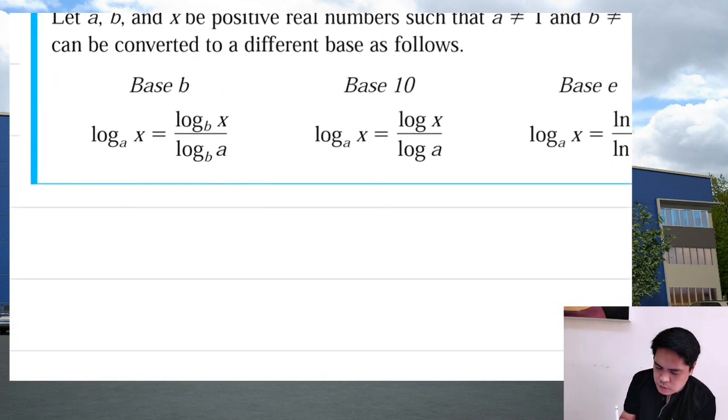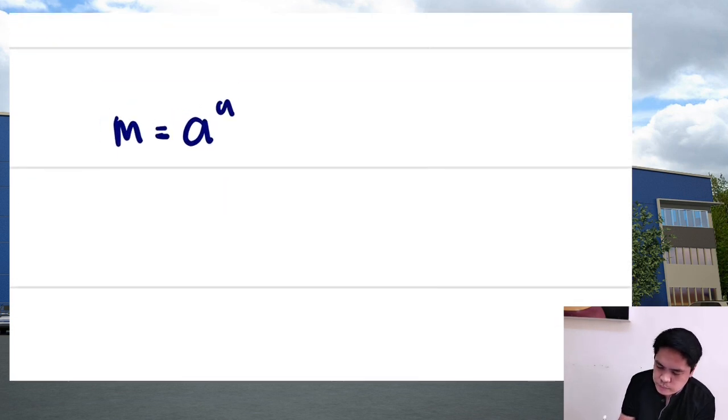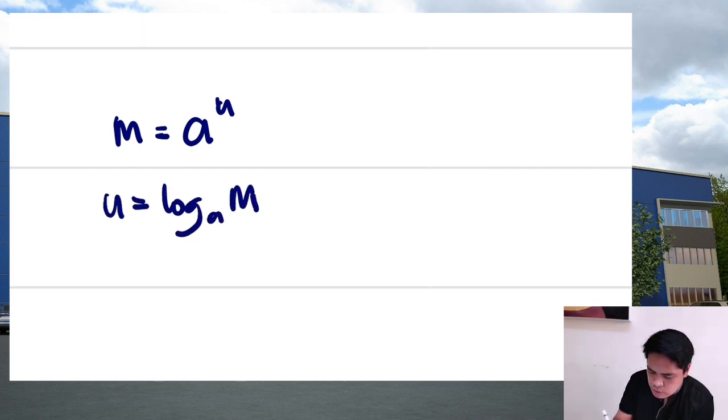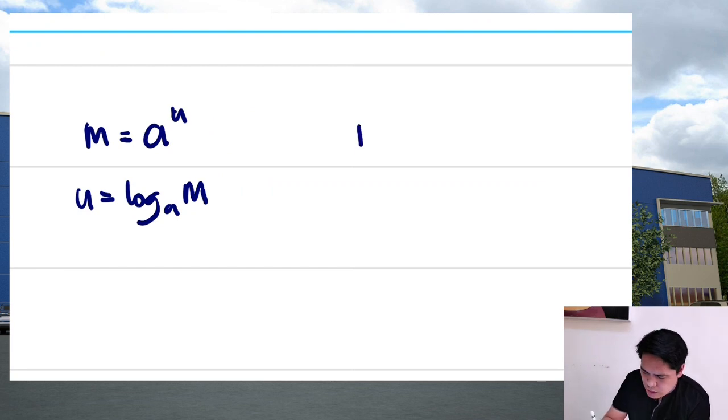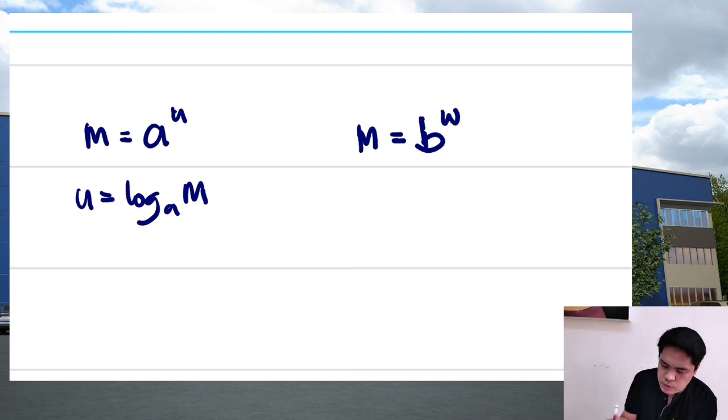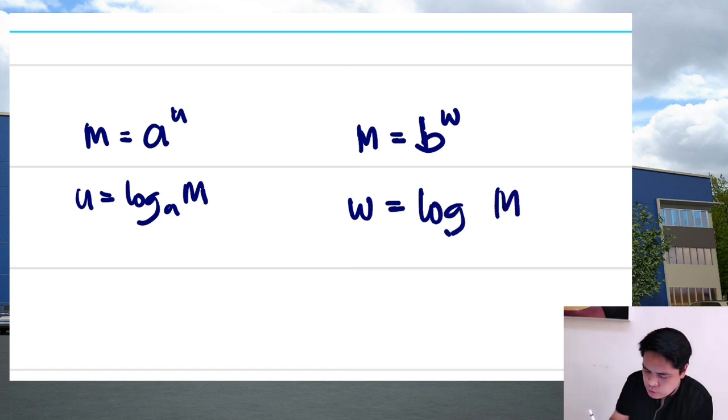Okay. Suppose we have m equal to a raised to u again. So, we know that u is equal to the logarithm of m to the base a. Now, this same value m is expressed in a different base, so let's say base b. So, in base b, let's say b is raised to another number, of course. Let's say w. So, therefore, w is equal to the logarithm of m to the base b.